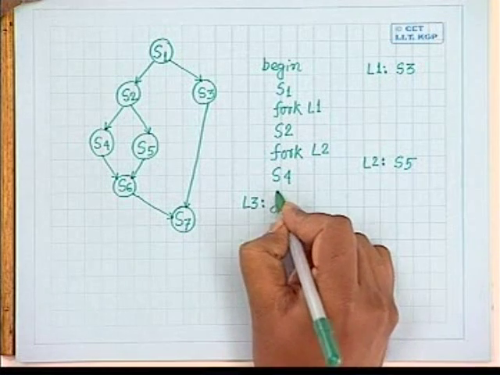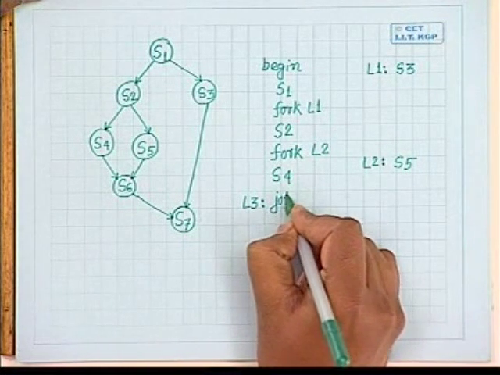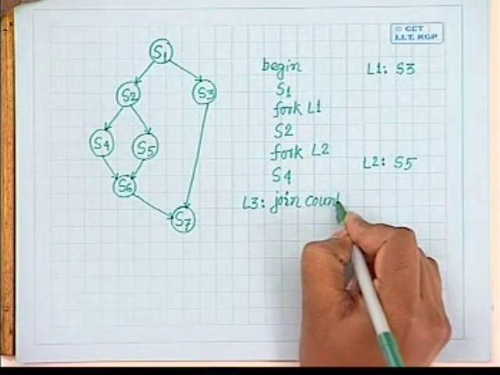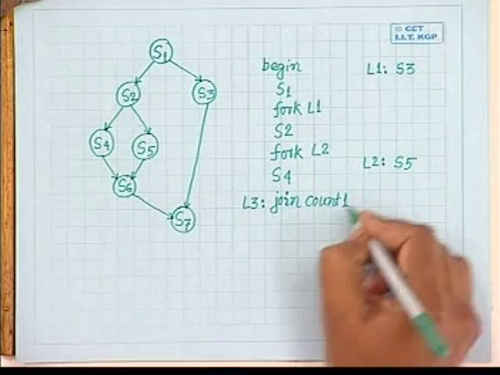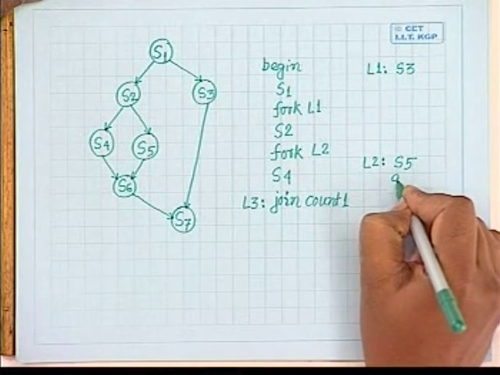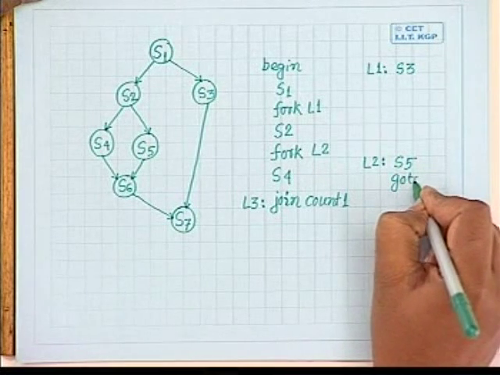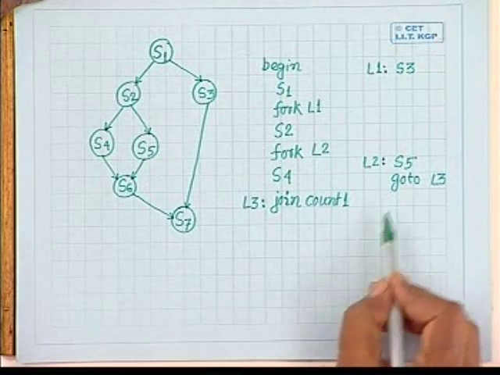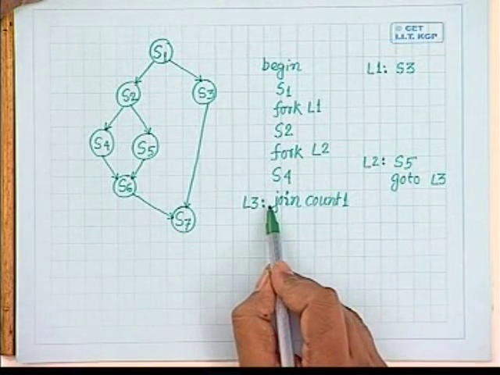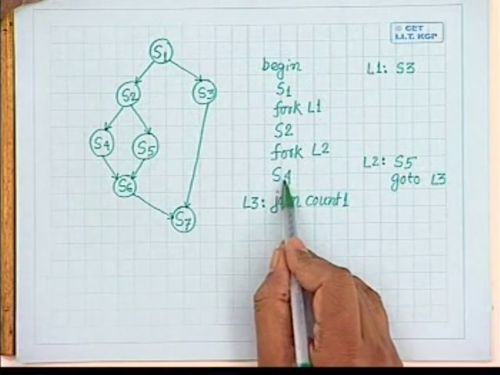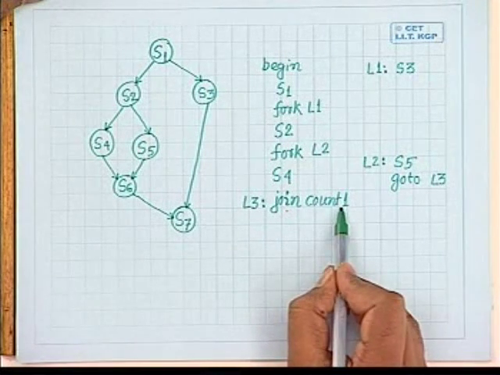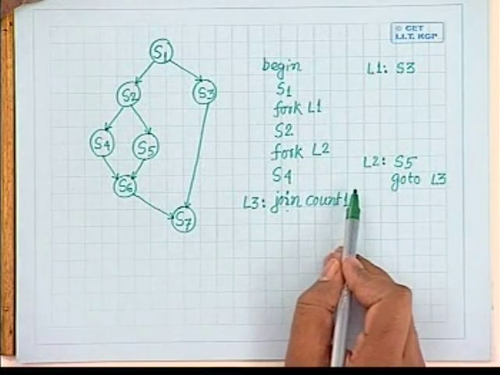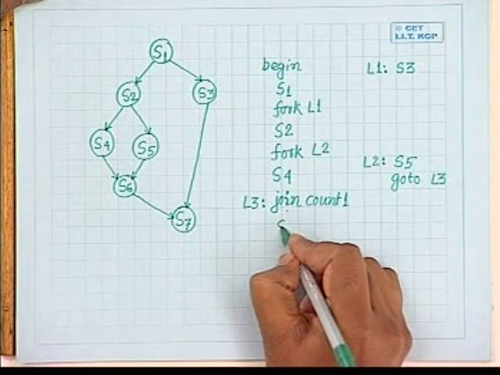At L3 I put join count 1. And after S5 I put go to L3. So after completion of S5, the process comes here and executes join count 1. After S4, this process comes here and executes join count 1. One of these two will be terminated, and the one which survives will continue and execute S6.